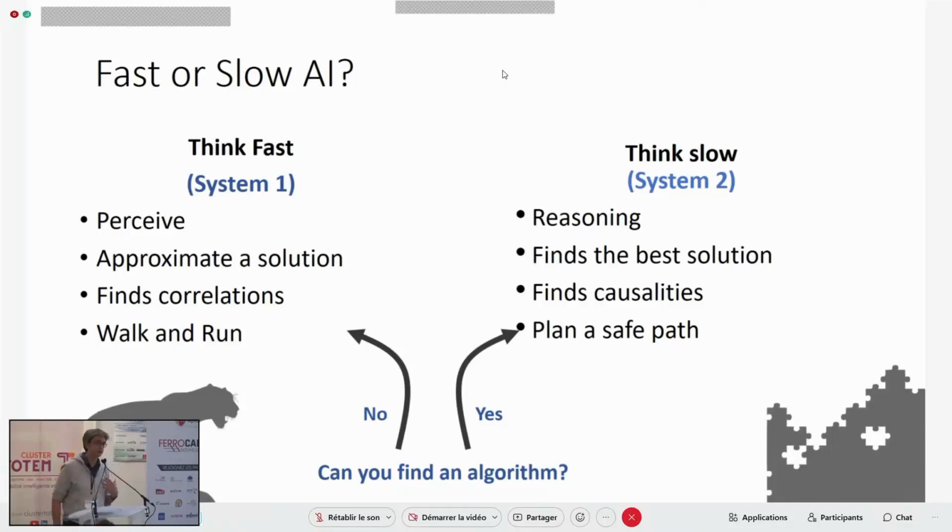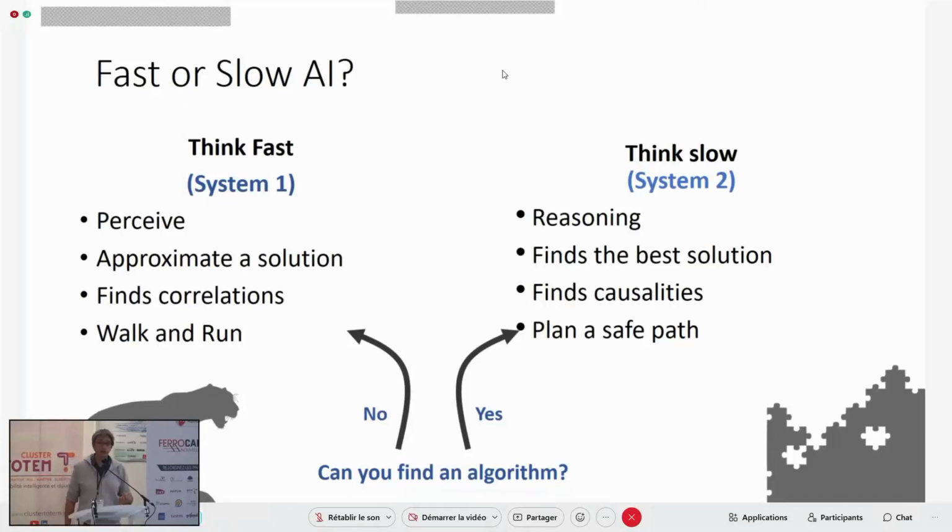For instance, if you want to design an algorithm that makes a robot walk, then you have no idea of how you walk yourself. So you cannot design an algorithm to do that by yourself. So you design a system that learns by itself how to walk. So System 1 is more like machine learning, where you want to perceive, you want to detect if this is a cat or a dog. You want to find patterns in a large amount of data. Okay, so in fact, you want to find correlations.